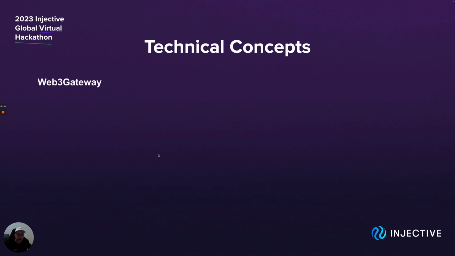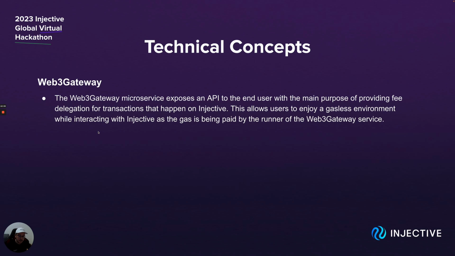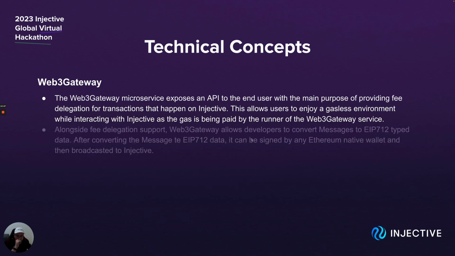And finally, we have something called the Web3 Gateway. The Web3 Gateway is part of the Indexer API, and it's a microservice that exposes an API to the end user with the main purpose of providing fee delegation for transactions that happen on Injective. This is how we allow the user to have gasless trading on, for example, Helix, and behind the scenes the gas needed for that particular transaction is paid by the runner of the Web3 Gateway service.